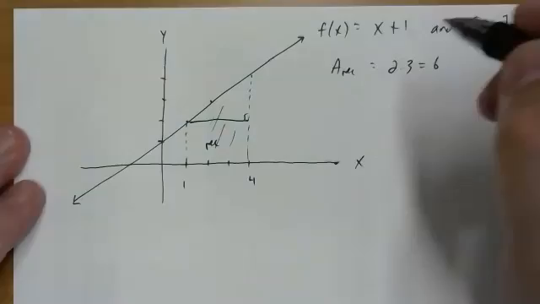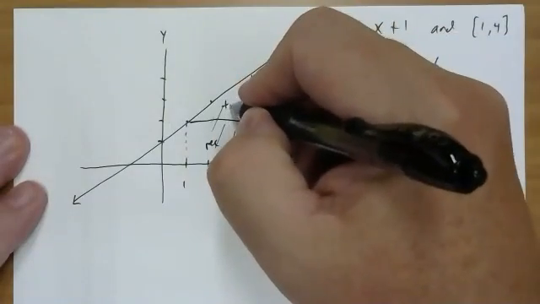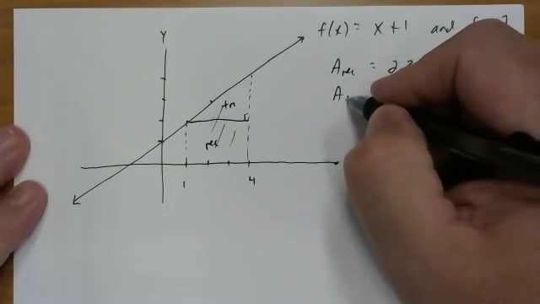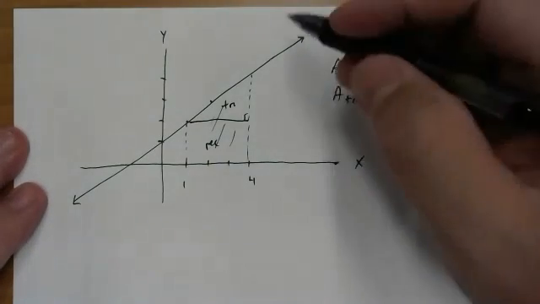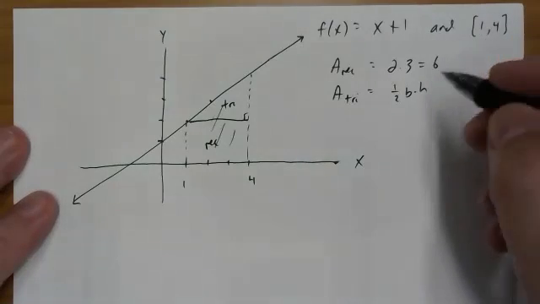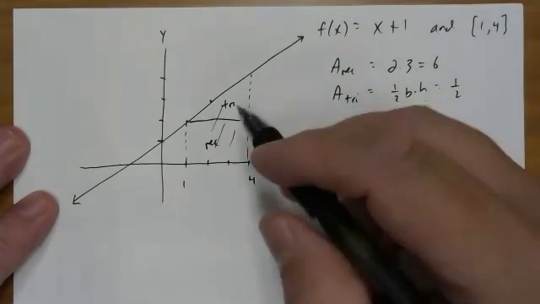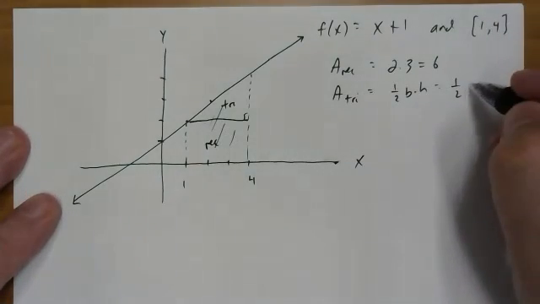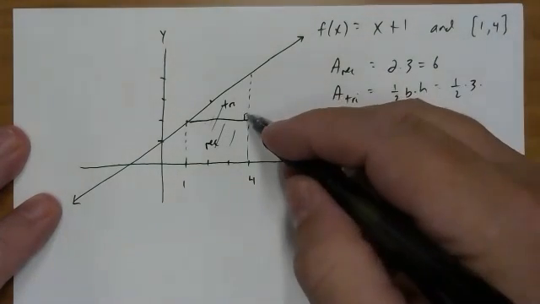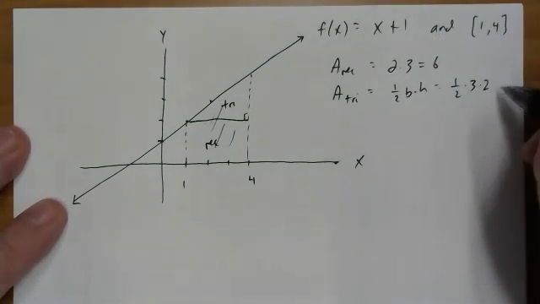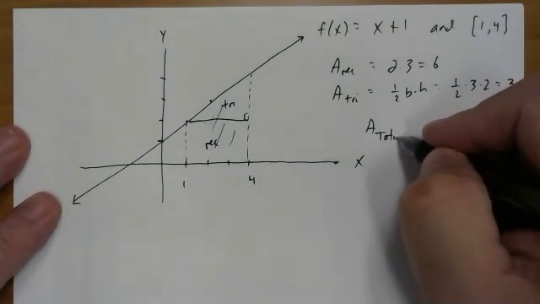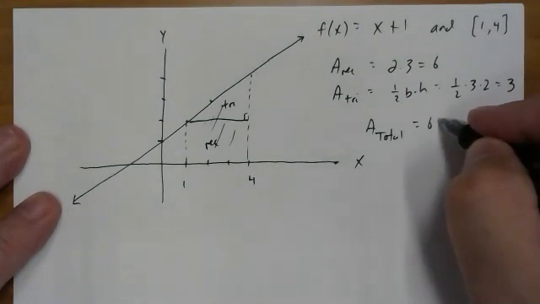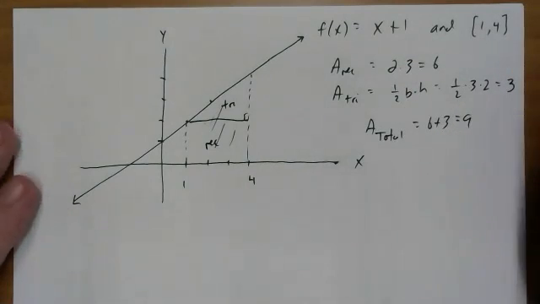This right here is a right triangle. If you remember, the area of a triangle is 1/2 the base times the height. If we look, the height here is, well, the base, I guess we do base first. It's like the base is 3. The height is 2. 1/2 times 3 times 2 equals 3. So the total area is 6 plus 3 is 9.